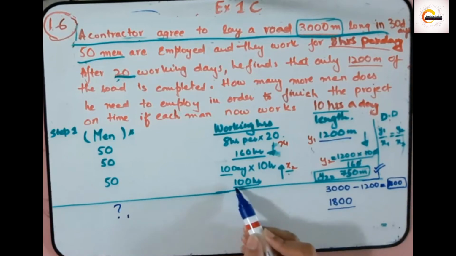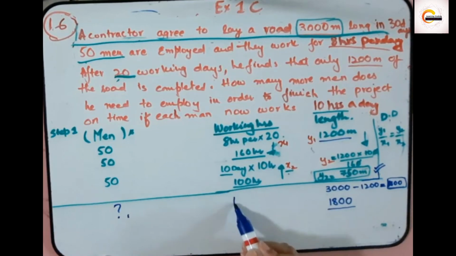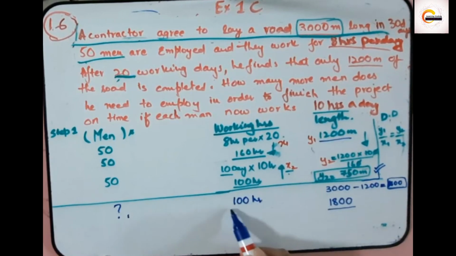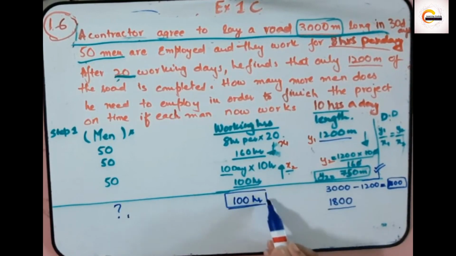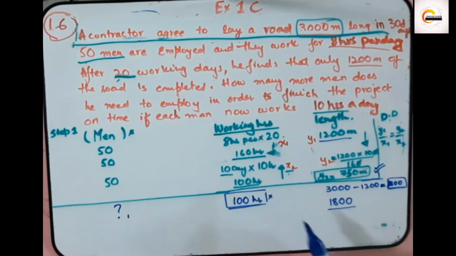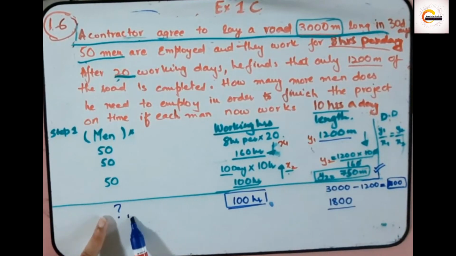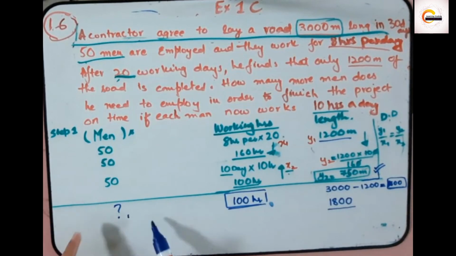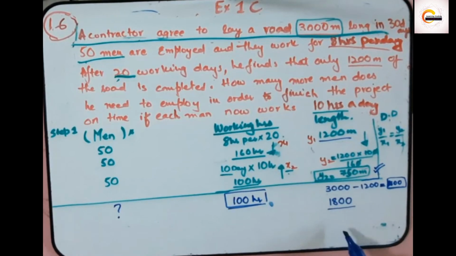Now I am keeping this 100 hours, the third variable, constant, because this is what we have to do. They are going to work for 10 hours per day for the coming 10 days. So this will remain constant. Let's see, if the number of men increases, what will happen? If the number of men increases, will the length increase? And if the number of men is reduced, will the length reduce or increase?